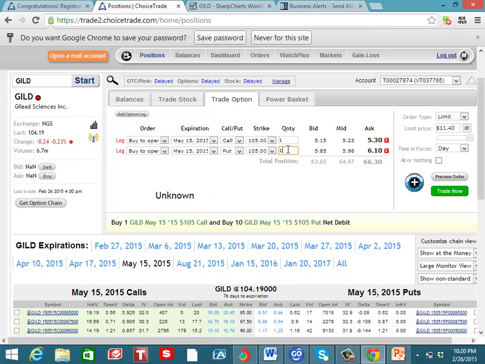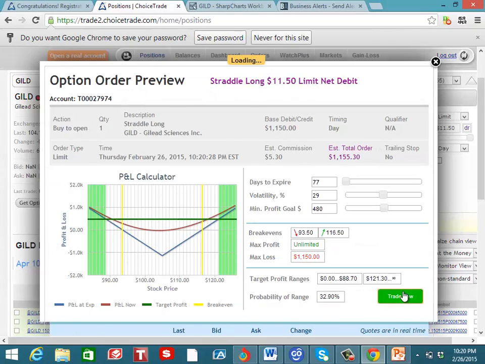And I could go and put how many contracts I want, and it gives you the total price for the straddle. You always have to put the same amount of calls as puts. And for example, here we're going to play one contract, which will be $1,040, and I'll just put a couple cents above just to make sure I get filled on my limit. And I put preview trade, okay, and I hit trade now.